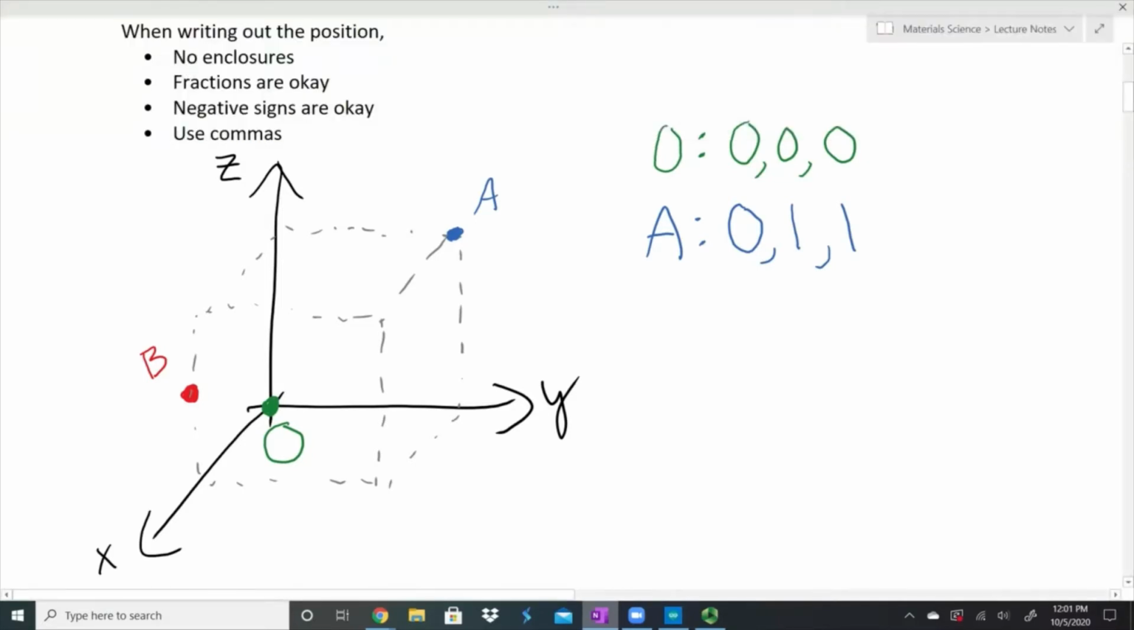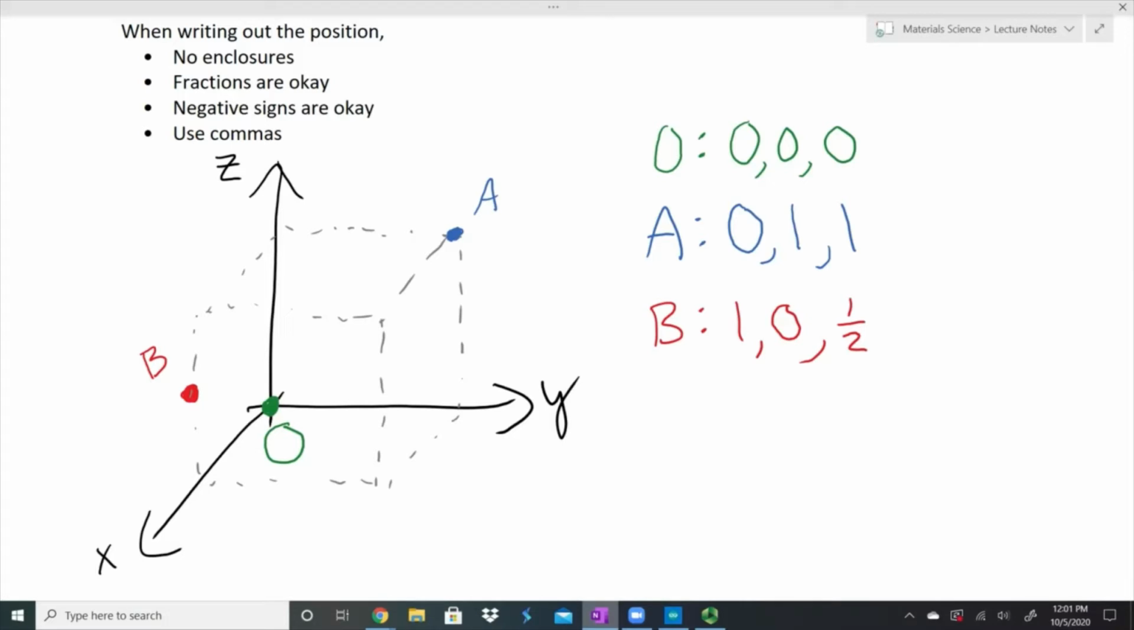I have B. B, what I've done is if we start at the origin here, we move 1 unit in the X direction. So I have 1, comma. In the Y direction, we don't move anything. We just stay right here. So 0. And in the Z direction, I go halfway up. So I'm going to go ahead and write 1/2. And this is how you write the position of atoms in a crystal.